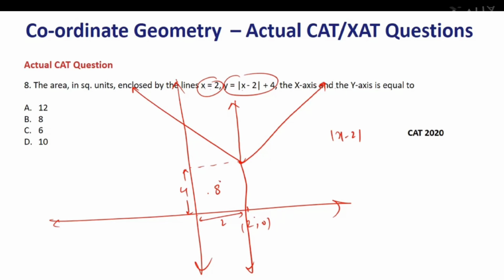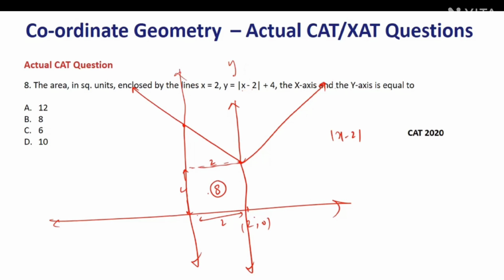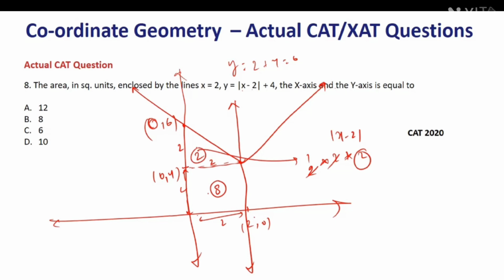So we have a rectangle here. Area is 8. And there we have a triangle also. This is 2. And what will be this point? We put x is equal to 0. So y becomes equal to 2 plus 4 equal to 6. So this point is nothing but 0, 6. This point is 0, 4. So this length is 2. What is the area here? Half into 2 into 2. Area of the triangle is 2. Area here is 2. Area here is 8. Total area is 10. I hope this is clear.